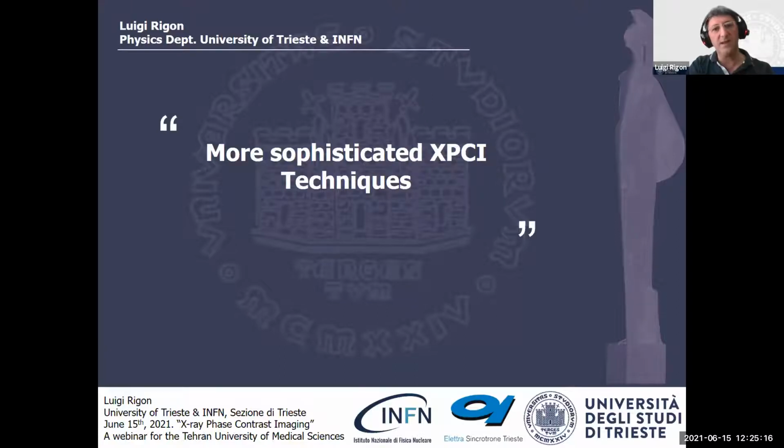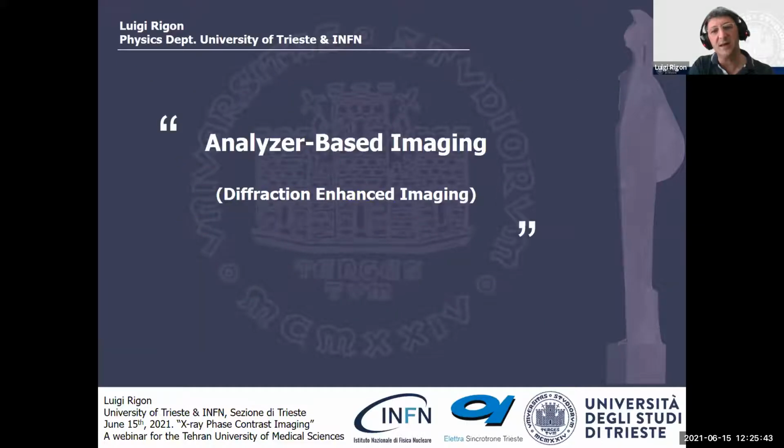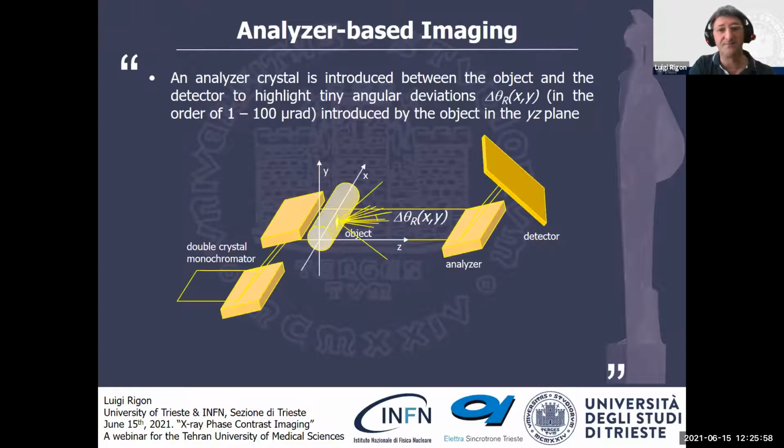Now, I would like also to spend some time on more sophisticated techniques because we have several. And now I will briefly review 4 of them: the analyzer-based imaging, edge-illumination, grating interferometry, and speckle-based imaging. All these techniques are capable of producing some parametric imaging that reflects the characteristics of the sample. I begin with analyzer-based imaging because maybe it's not very popular, because it can be implemented only at the synchrotrons, but it can also be useful to understand the other methods.